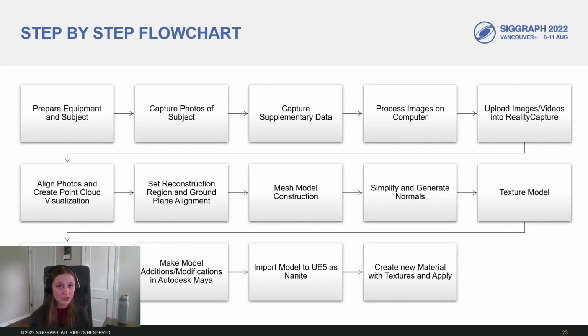Create your mesh model construction. Simplify and generate normals. Texture your model. Export as an FBX with albedo and normal textures. Make any additional modifications in Maya or in other modeling software. Import the model into UE5 as a Nanite, and create the new material with textures and apply. And by that point, you'll have a Nanite photogrammetry model ready to use for whatever Unreal Engine 5 project you need it for.